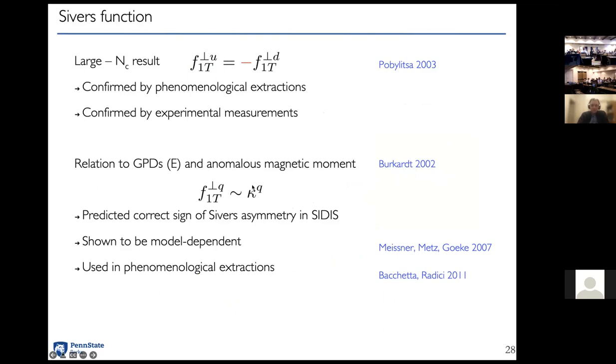Again, Matthias Burkardt in 2002 related the Sivers function to the GPDs and the anomalous magnetic moment. In a particular model, he conjectured that the Sivers functions are proportional to the anomalous magnetic moment contributions. And it's working pretty well in phenomenological extractions. It also predicted the correct sign of Sivers asymmetries in SIDIS. It was shown to be model dependent, unfortunately, because as we saw, it's practically impossible to establish relations between GPDs and TMDs in full QCD. Only in models will it work, but probably it was a good model. It was shown to be model dependent by Meissner, Metz, and Goeke in 2007, but it was used in phenomenological extractions by Bacchetta and Radici in 2011. So maybe this can continue.